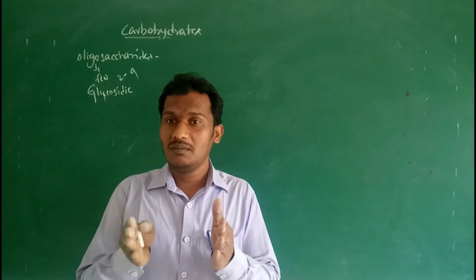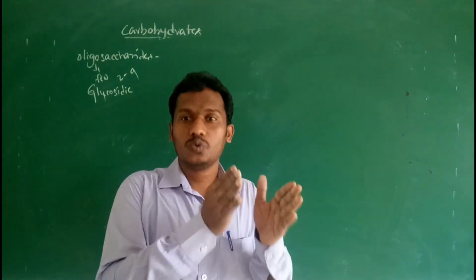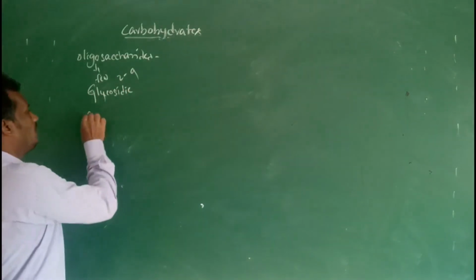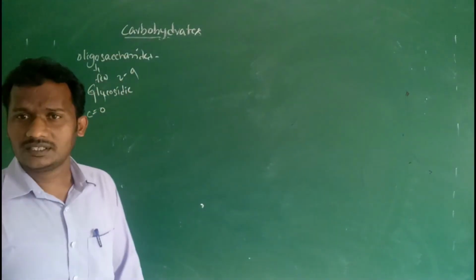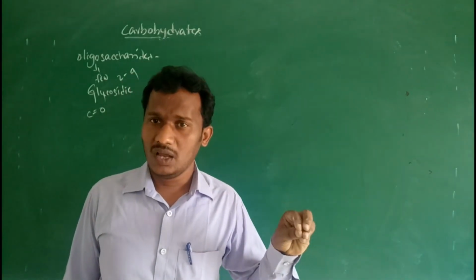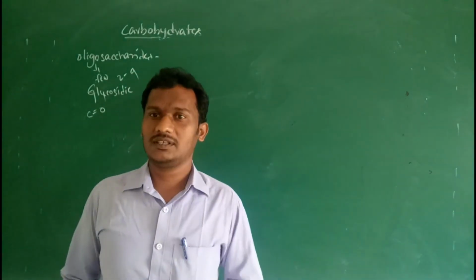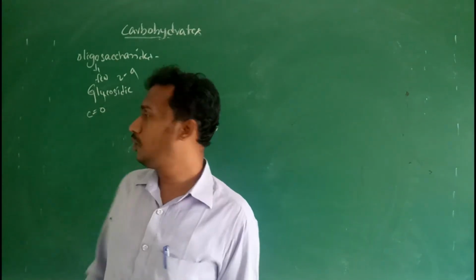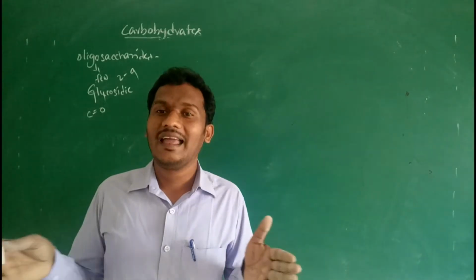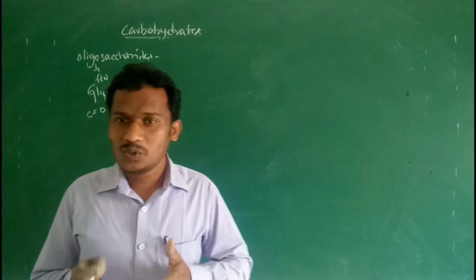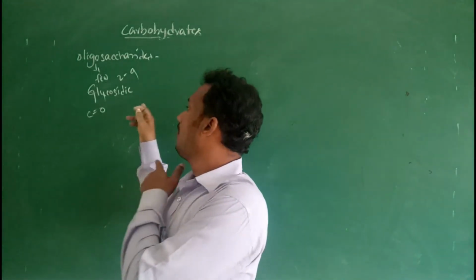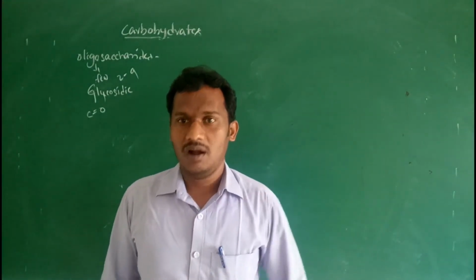So a glycosidic bond is formed between two monosaccharides, between the carbonyl group and the alcoholic group, that means the hydroxyl group. This is known as polymerization, that means condensation. In oligosaccharides, monosaccharides are joined by the glycosidic bond.